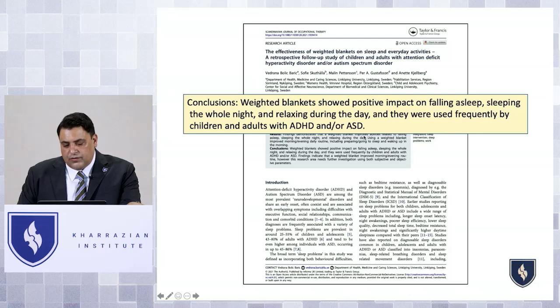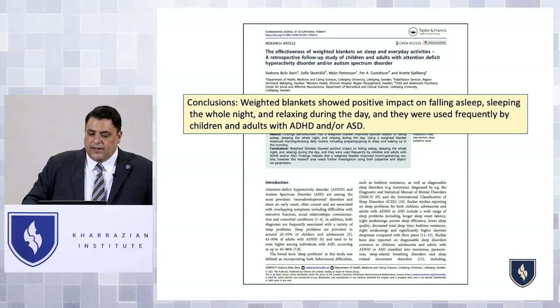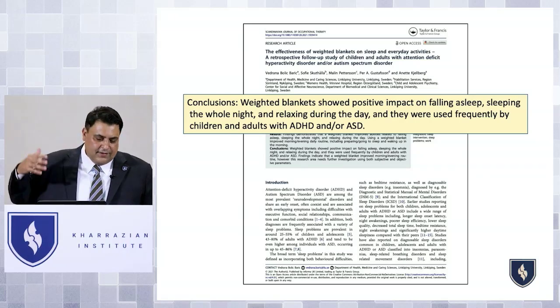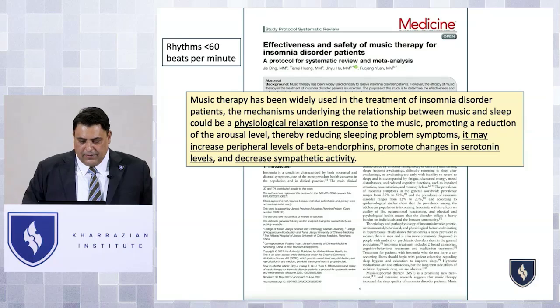So with these neurological deficit impairments that are really leading to sleep disorders, so they can't calm their brain down, it's not a blood sugar issue. You could definitely use white noise. You can definitely use these weighted blankets to help calm down their autonomics. Then music therapy is also something that can be very beneficial.